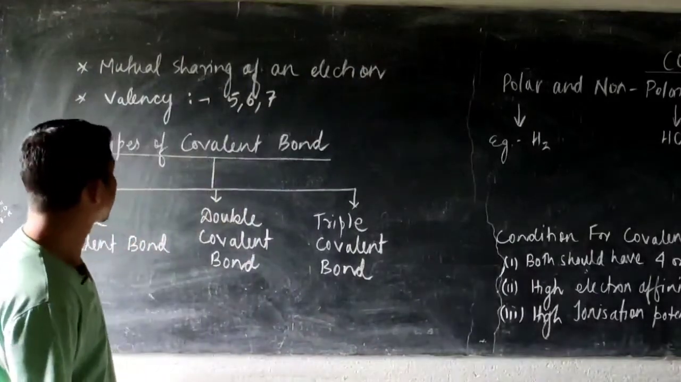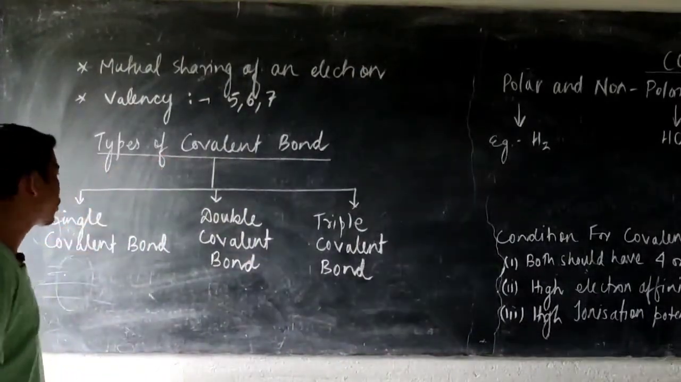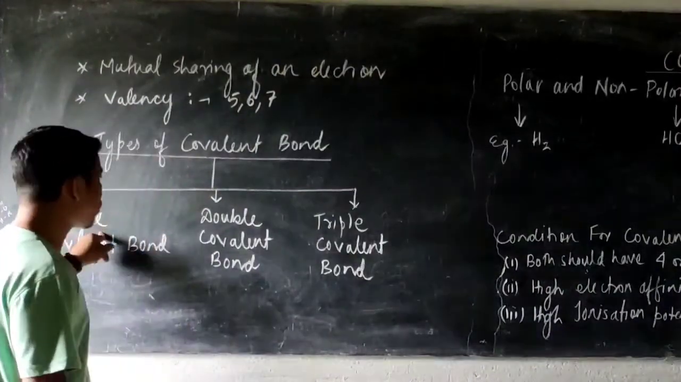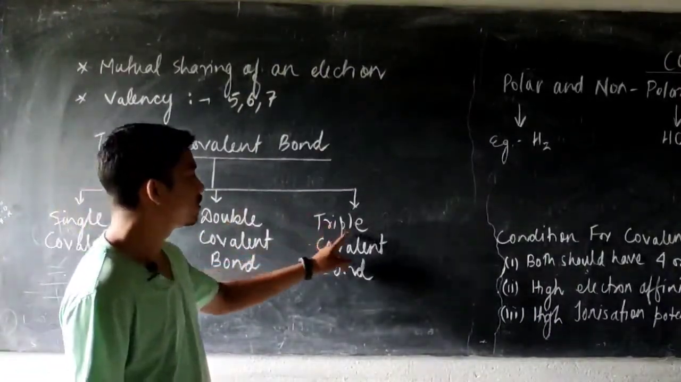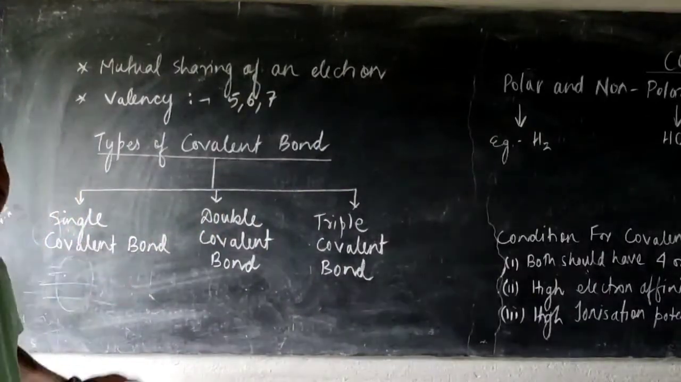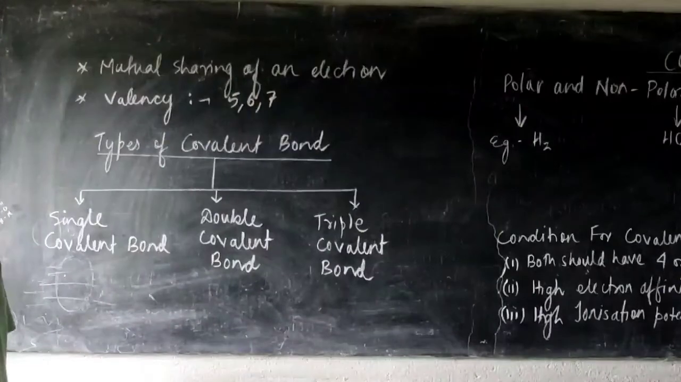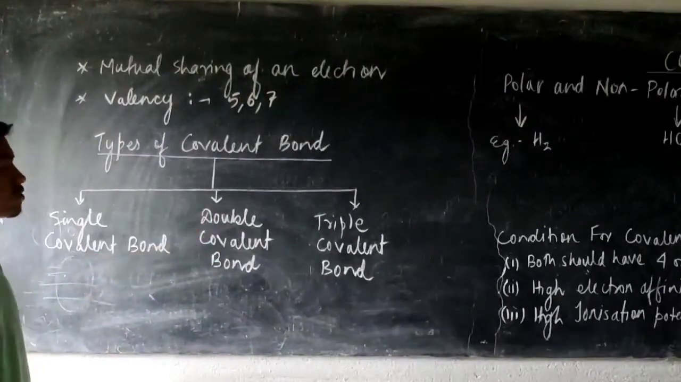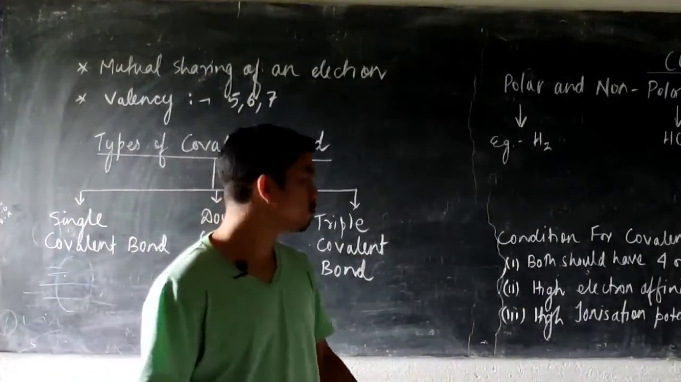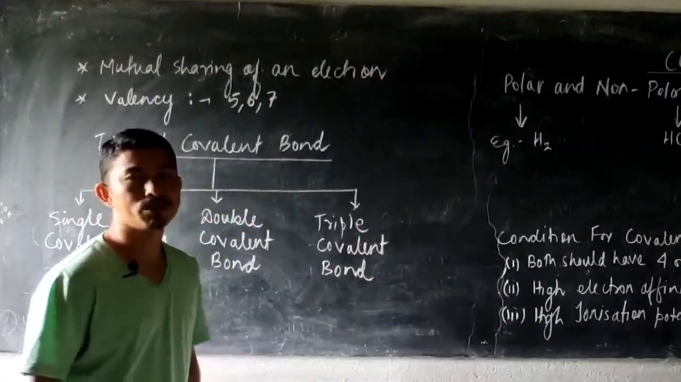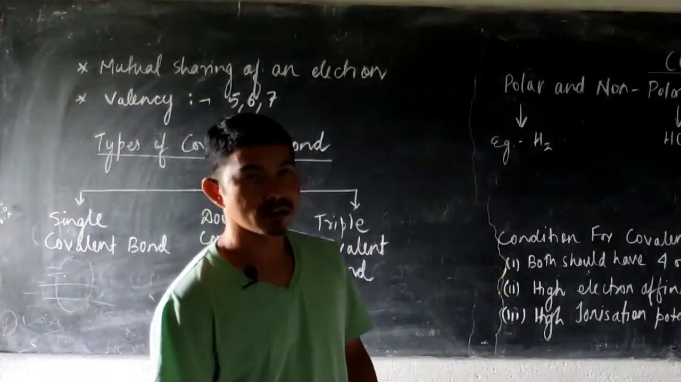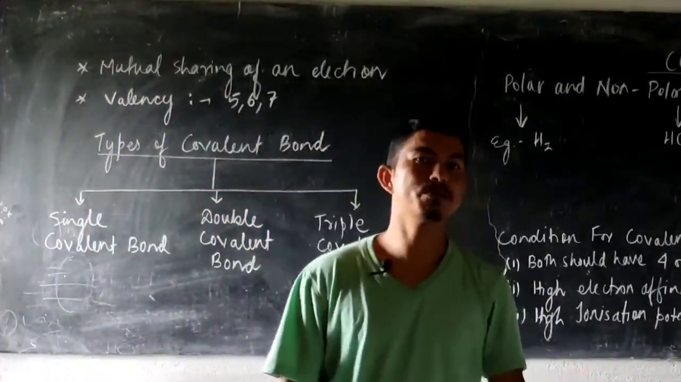Now coming to the types of covalent bond, usually there are 3 kinds: the single covalent bond, the double covalent bond and the triple covalent bond. The single covalent bond is formed when a pair of electrons is shared between the two combining atoms. The double covalent bond is formed when 2 pairs of electrons are shared between the two combining atoms, and the triple covalent bond is formed when the two combining atoms share 3 pairs of electrons.